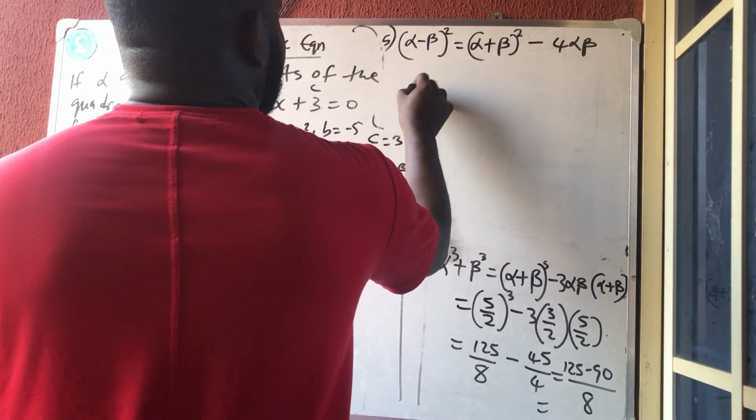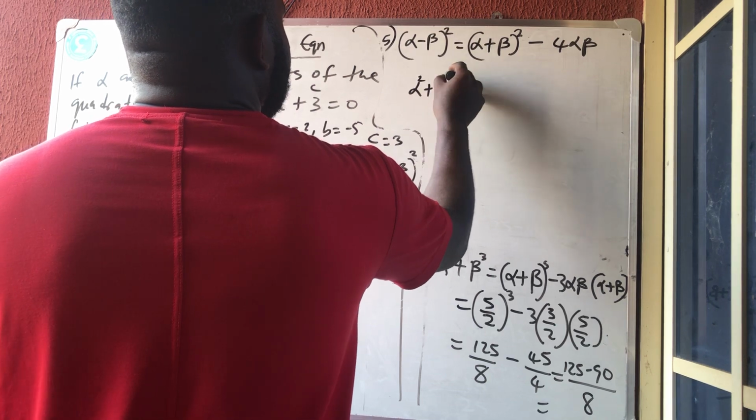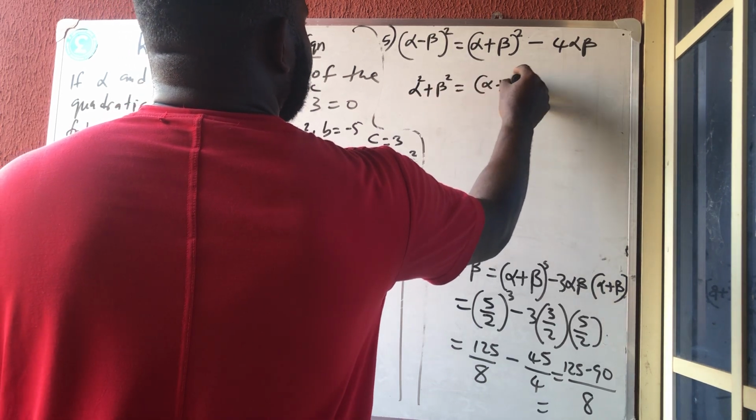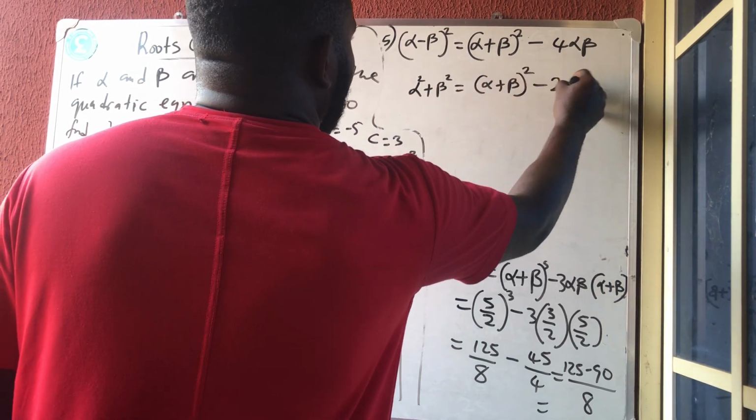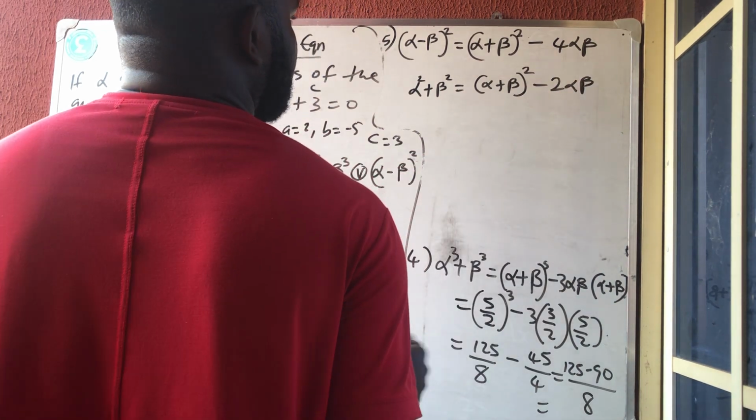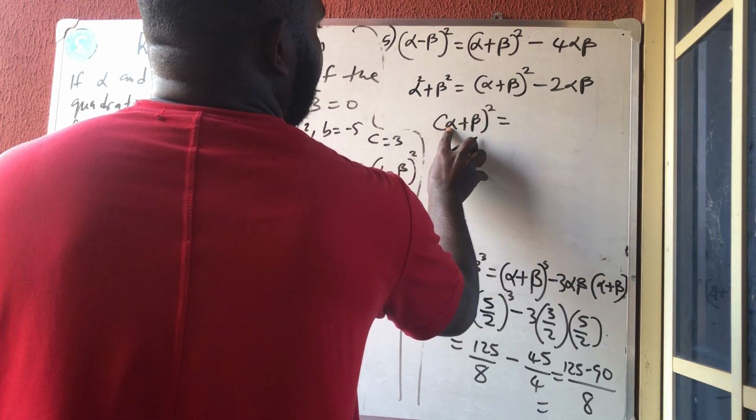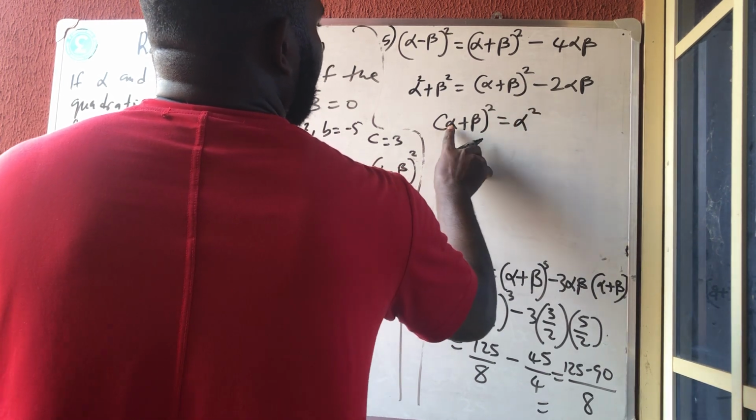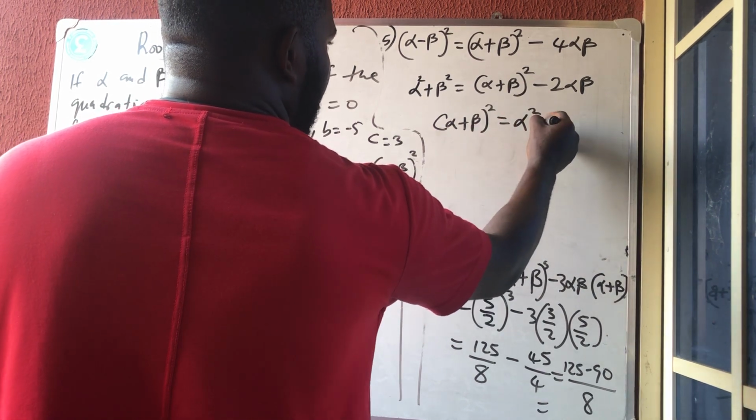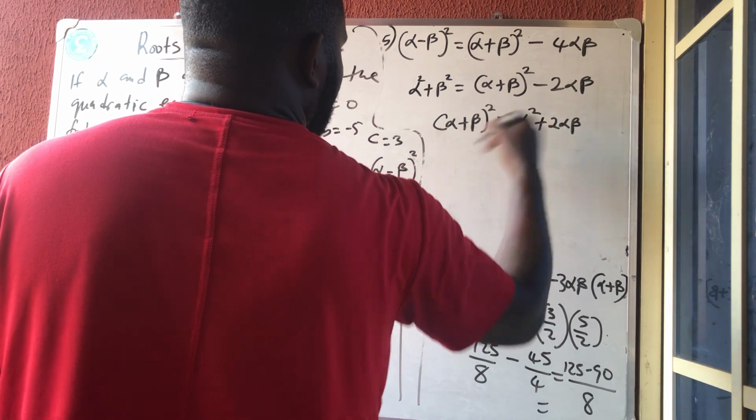To derive this, why is alpha squared plus beta squared equal to alpha plus beta all squared minus 2 alpha beta? Let me check what alpha plus beta all squared will give me. Square the first one, you have alpha squared. Multiply the first one and the second one, double it, you have 2 alpha beta. I don't want to confuse you.